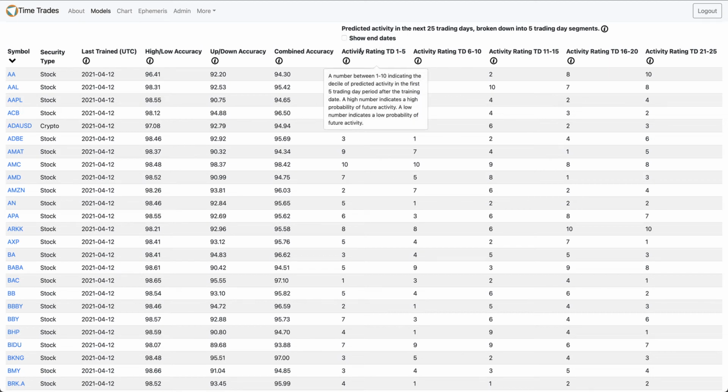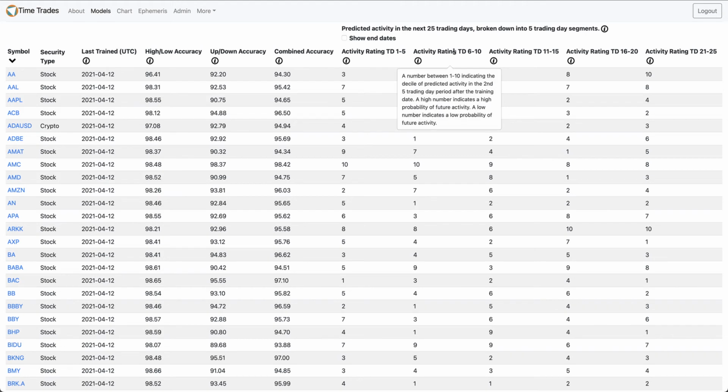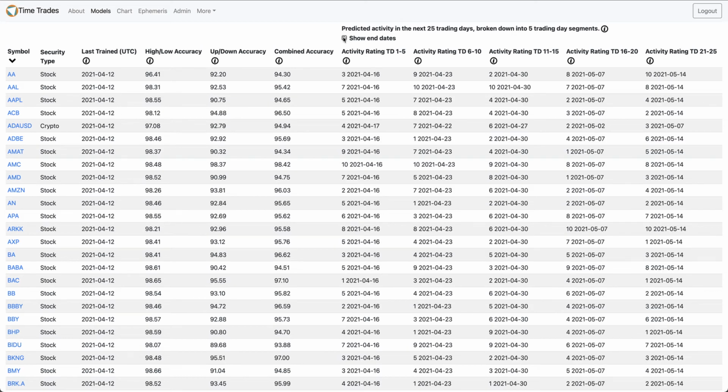So this is a series of time ranges. TD stands for trading days, so this is the next 1 to 5 trading days, and after that is the level of activity in trading day 6 through 10, etc., going out through trading day 25. And I use trading days instead of dates because of the difference in trading calendars between crypto and stocks. So it can get a little confusing.